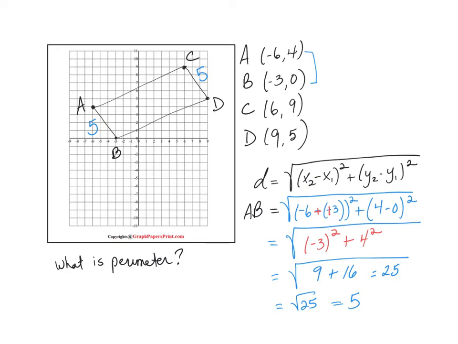Now, I just need to find the length of either AC or BD. It doesn't matter which, because remember, they are congruent. Both A and B have a negative, so it really doesn't matter, but we'll do BD. Okay, so B is -3, 0.